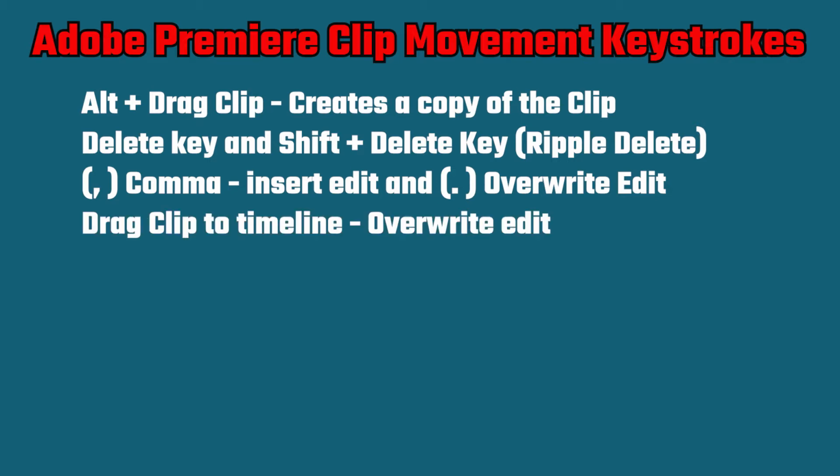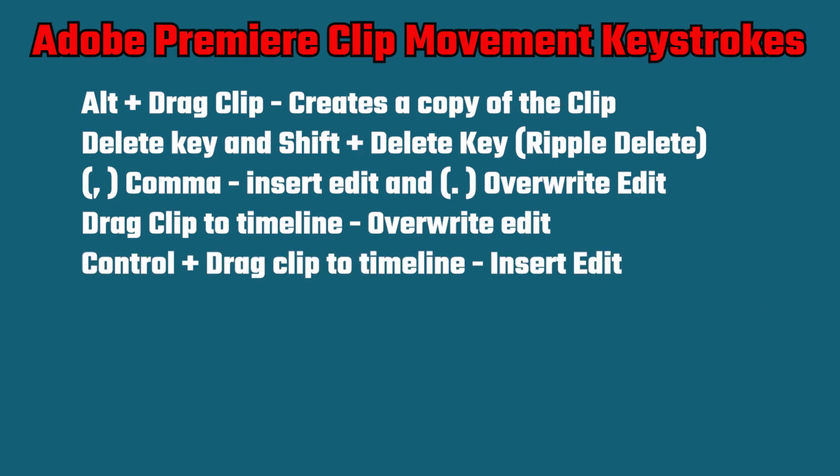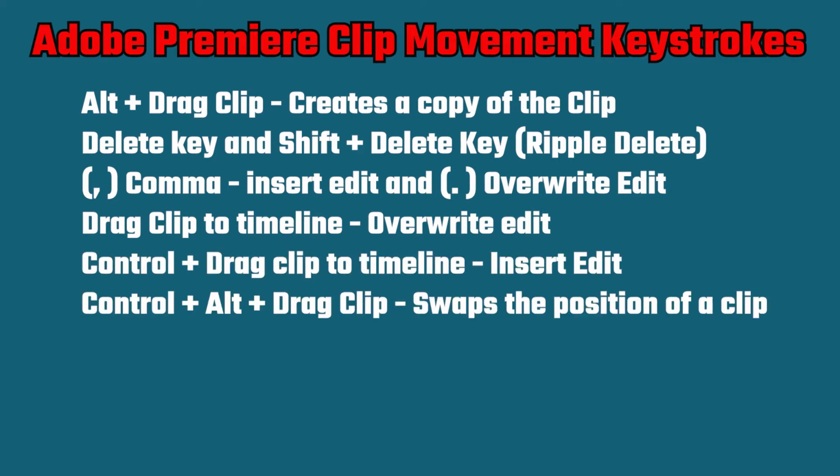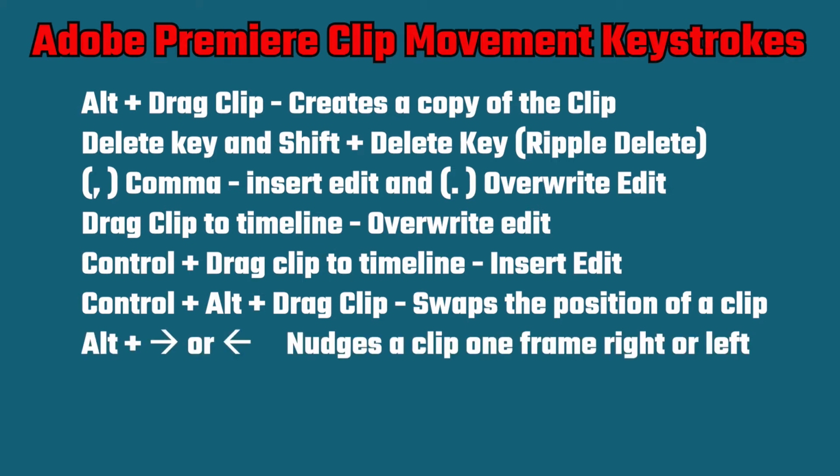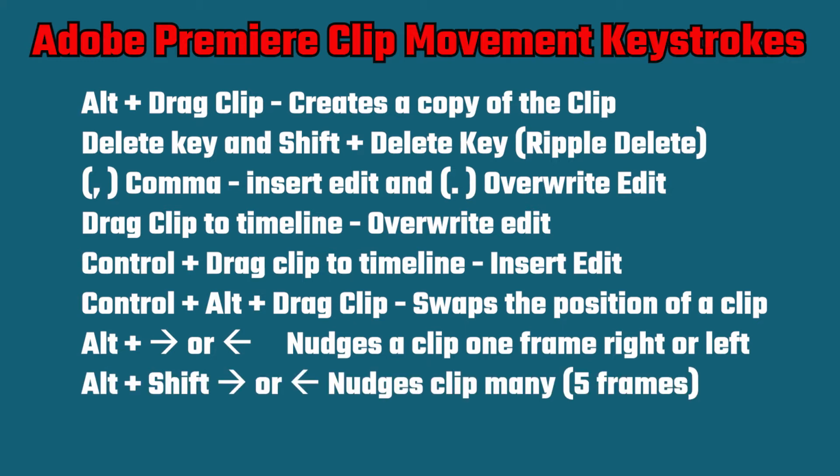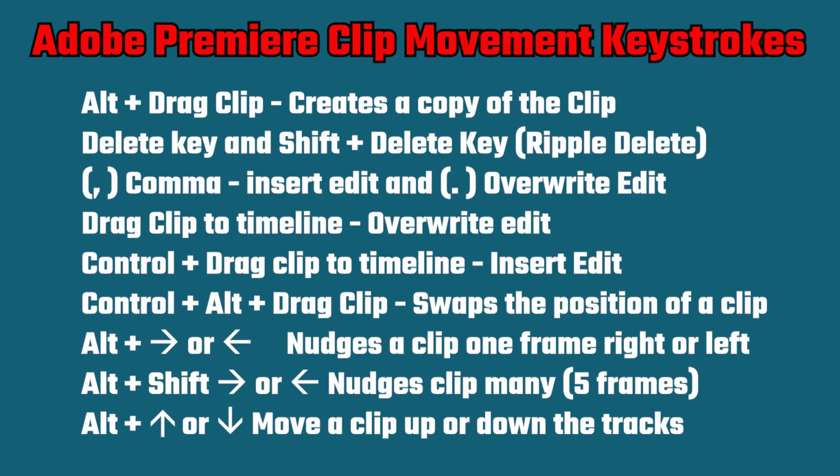Drag clip to the timeline, overwrite edit. Control plus drag a clip to the timeline, insert edit. Control plus Alt plus drag a clip swaps the position of a clip. Alt and right and left arrows nudges a clip one frame right or left. Alt plus Shift right or left nudges a clip many frames. Alt up arrow and down arrow moves a clip up or down the tracks.